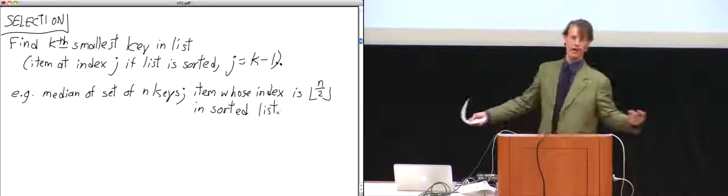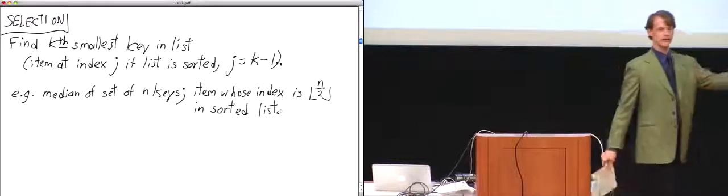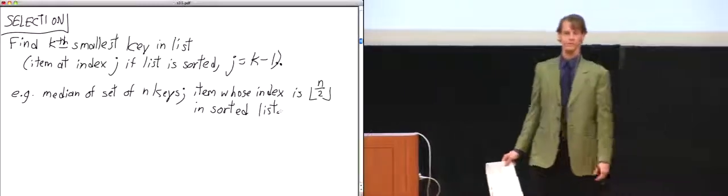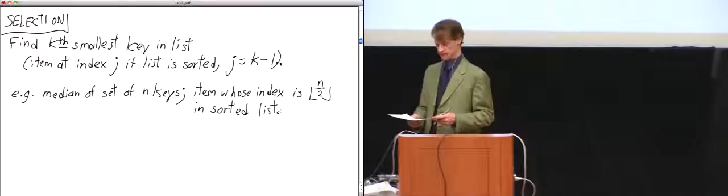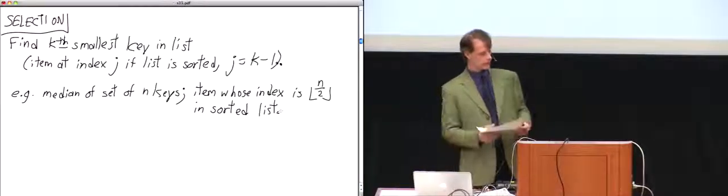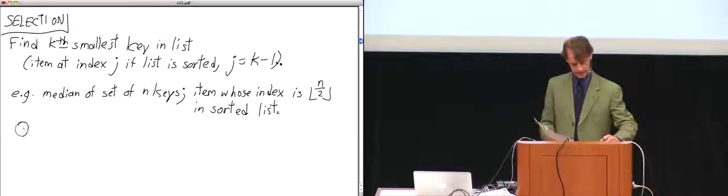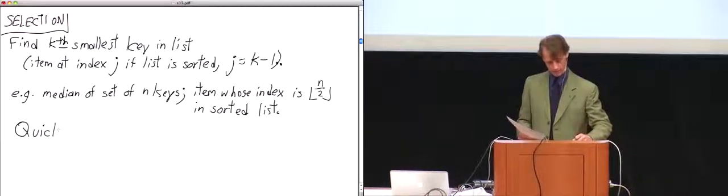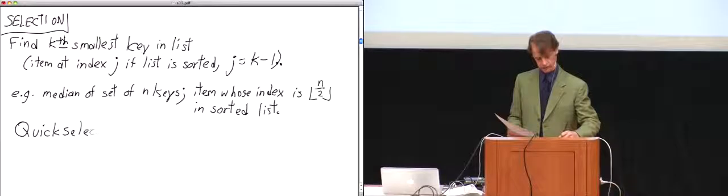This is something that comes up very commonly in statistics. You have a list of statistical data points. You want to compute the median. How do we do it fast? We're going to use an algorithm called quick-select, which is a modification of quicksort.